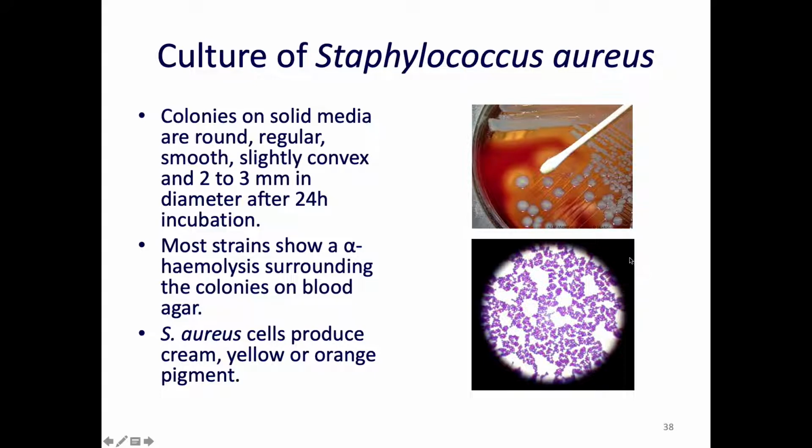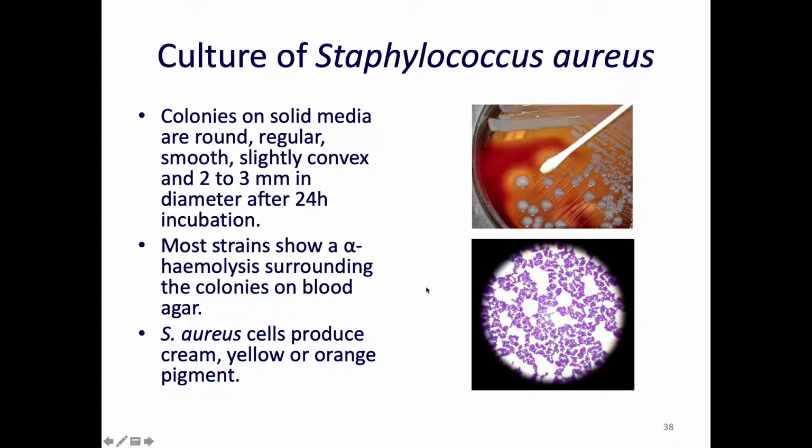Colonies on the solid medium are usually round, regular, smooth, slightly convex, quite large, 2-3 millimeters in diameter, after 24 hours of incubation. And here you can see, of course, this is the blood agar, and on the blood agar you can see that beta toxin was produced, and that is why we can see a halo around the colony.